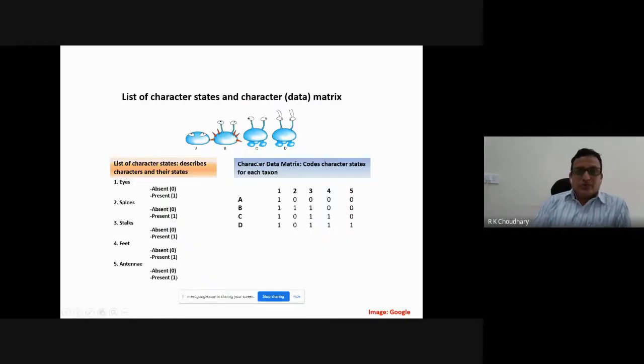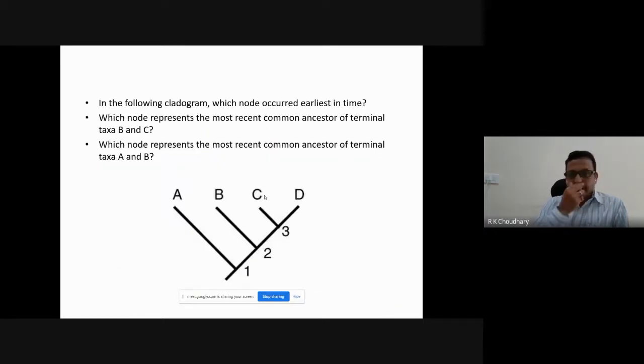Then, using those characters, combining all of them, we prepare a matrix. Suppose you're dealing with 4 different species, one of them having eyes but not spines, some of them having antennae. You make a matrix, and using that matrix, you can construct your phylogenetic tree. I'm not able to communicate properly with you, but I will still try to explain this.